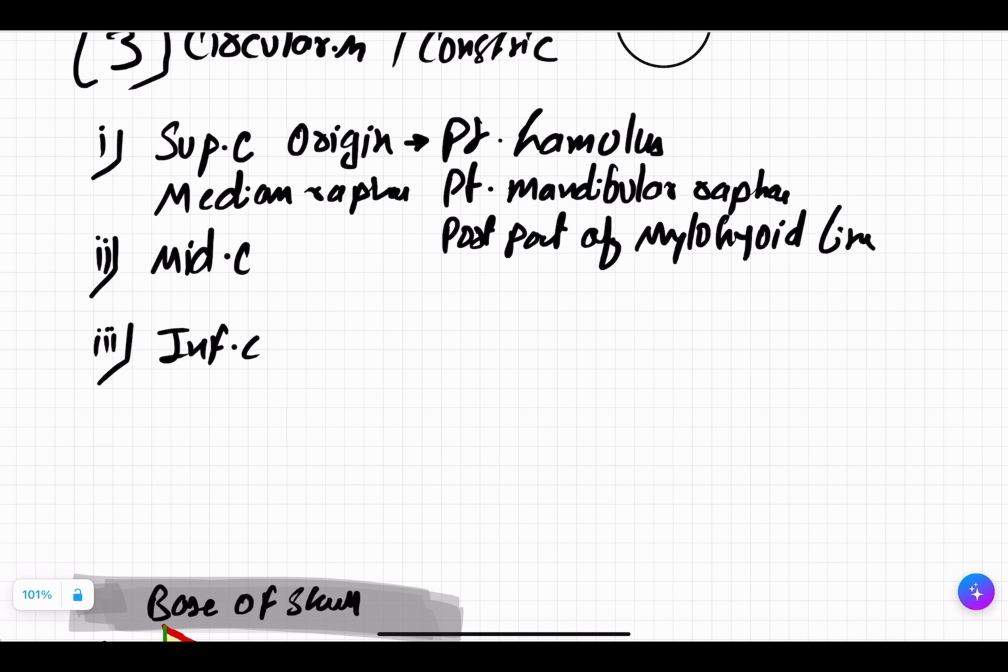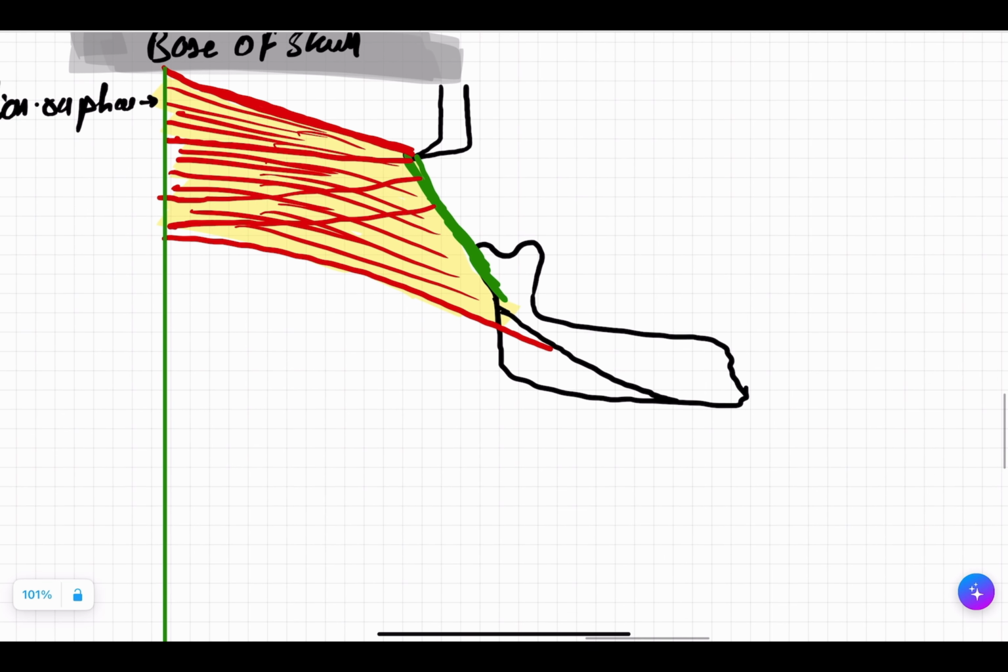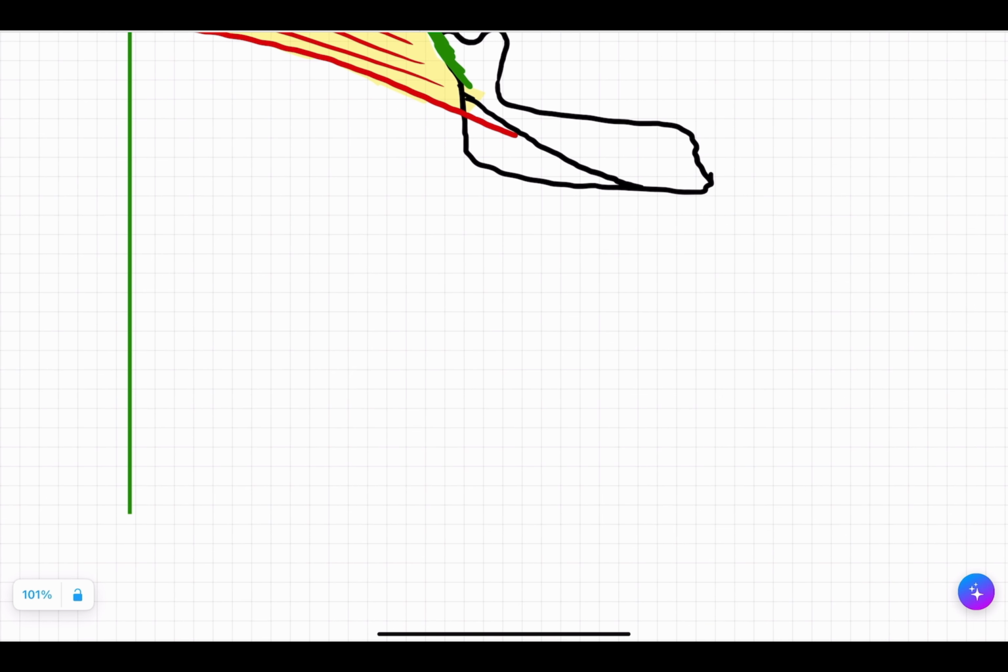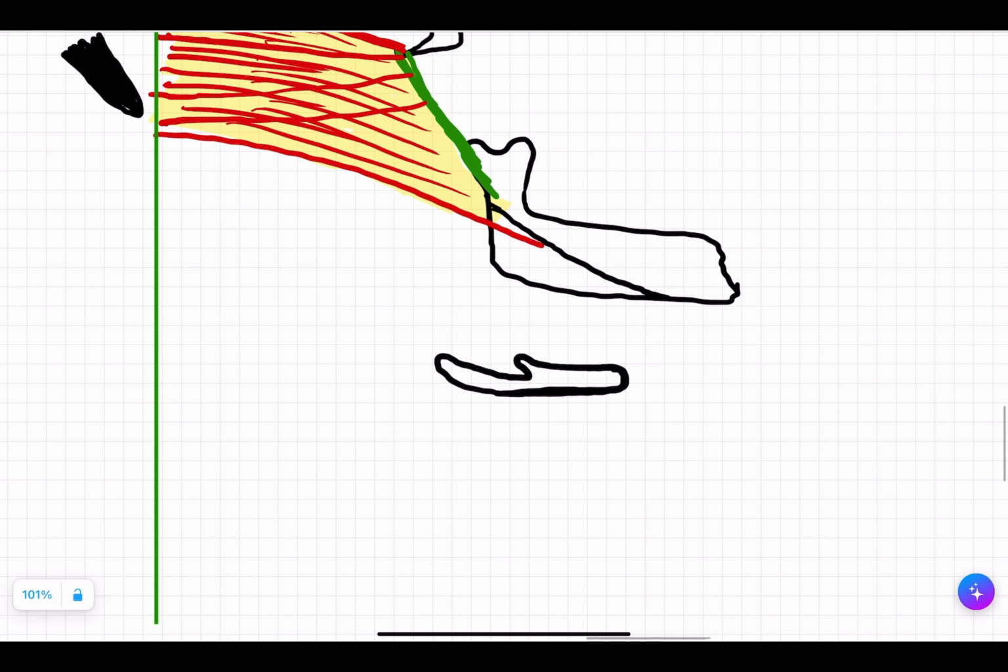Now middle constrictor. This is even more easier. You know you had styloid process somewhere here for the stylopharyngeus muscle. Styloid process from the skull, you know. And you have something known as hyoid bone. Hyoid bone has greater horn or the greater cornua, lesser horn or the lesser cornua. This is it. And you know, from the styloid process, one ligament comes here that is known as stylohyoid ligament.